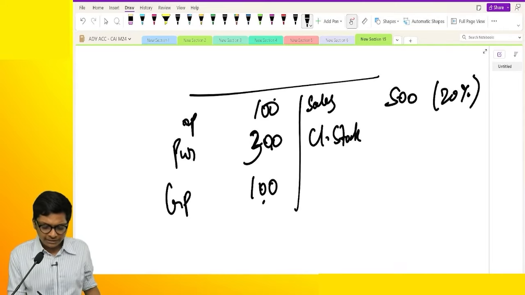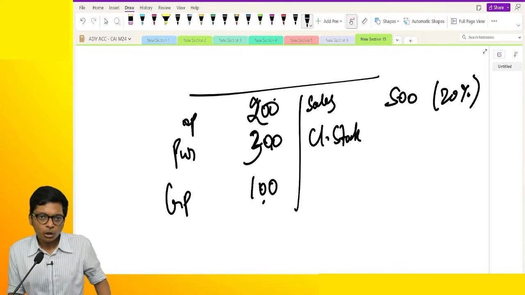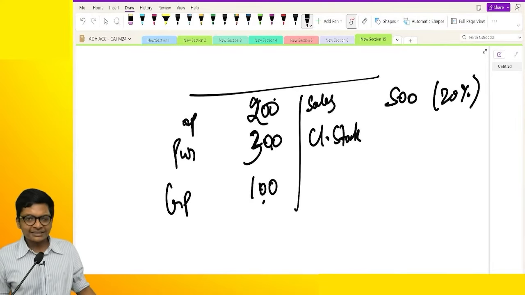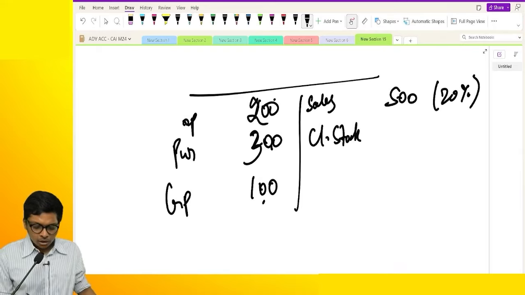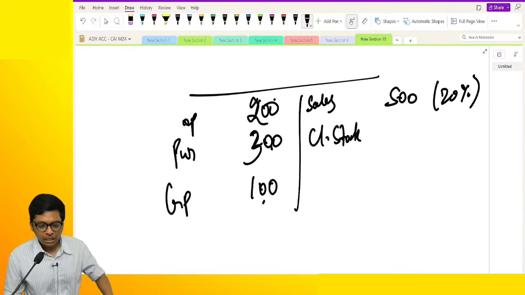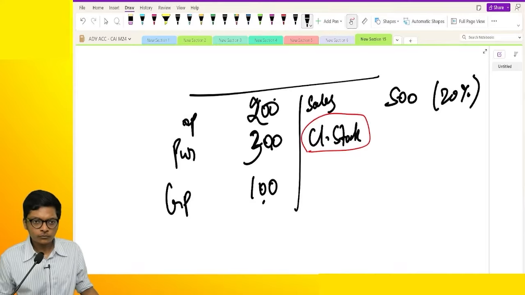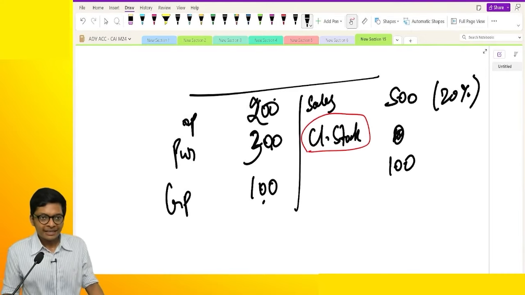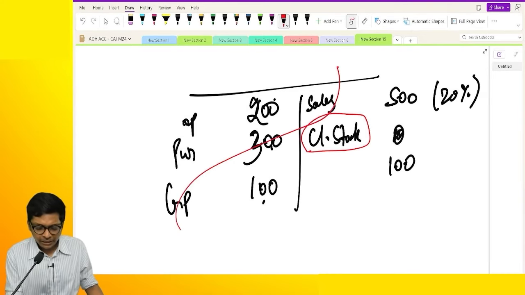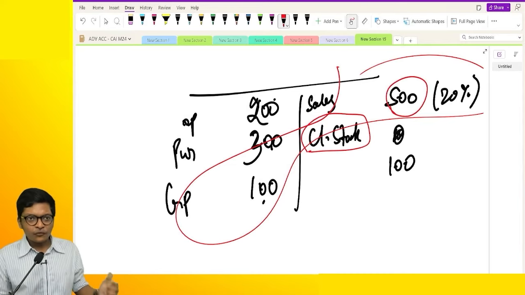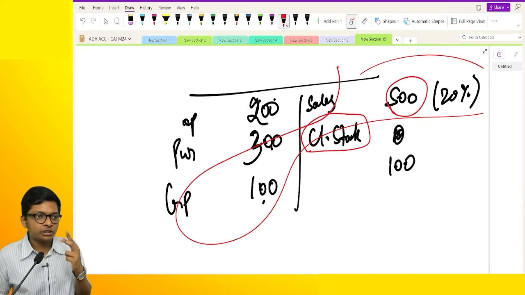Wrong. Think 3. Let's say opening stock is 200, purchase is 300. So sales is 500 into 20% gross profit. So GP is 100. Correct. So closing stock will be 0. Correct? No, 100. So this will work if my sales is fully sold at how much percentage?